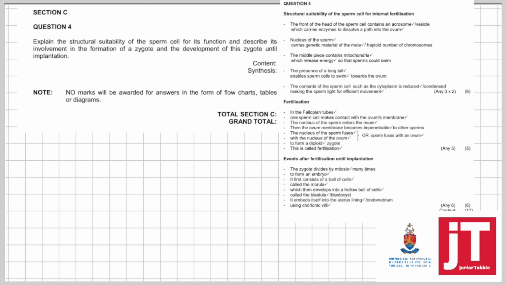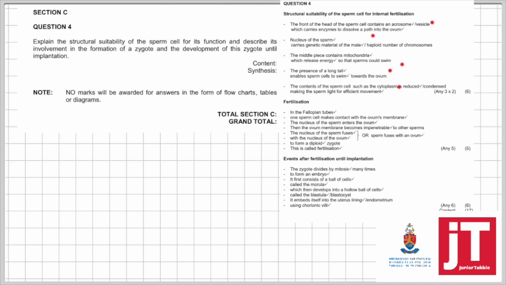Right, so what's the structural suitability of the sperm for internal fertilization? The front of the head contains the acrosome, which carries enzymes to dissolve the part into the ovum. The nucleus of the sperm carries the genetic material of the male. The middle piece contains mitochondria, which releases energy. The presence of a long tail enables sperm cells to swim. The contents of the sperm cells, such as the cytoplasm, is reduced to make the sperm lighter for efficient movement.